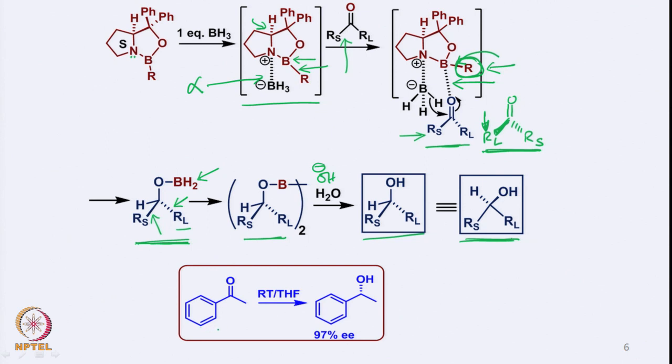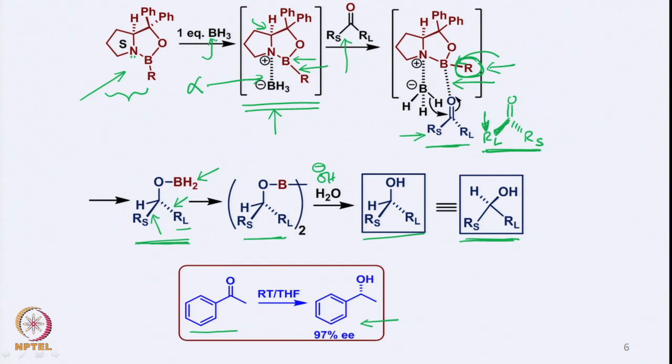There are many, many examples that have been done. Say, for example, if acetophenone is taken at room temperature in THF and we carry out this particular reduction, then we get this alcohol in 97% enantiomeric purity. Of course, during this process, this particular chiral ligand modifies the reduction part of the borane into such an intermediate. So essentially, this is a modified reducing agent, and therefore this particular chiral ligand is only used in a small amount, 1 or 2 mole percent, whereas we use one equivalent of the corresponding reducing agent.